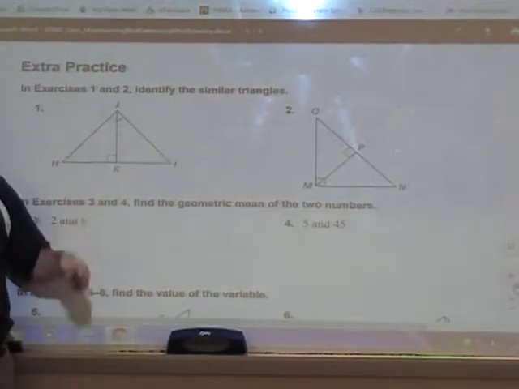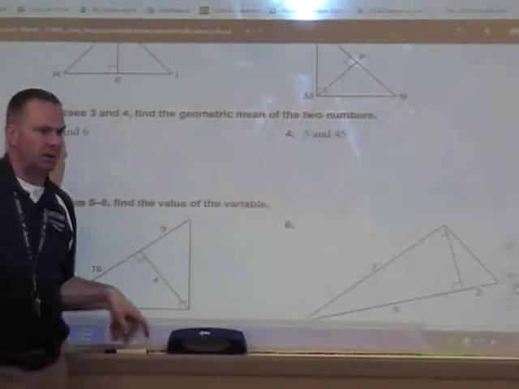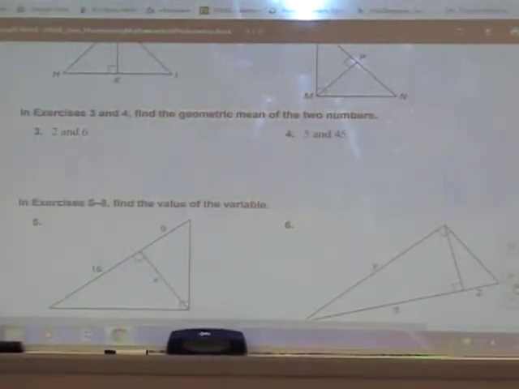The big triangle. Okay, you're just stating those things. All right, geometric mean. Get your calculator real quickly. I need your calculator. Geometric mean. What did I say to do on geometric mean?